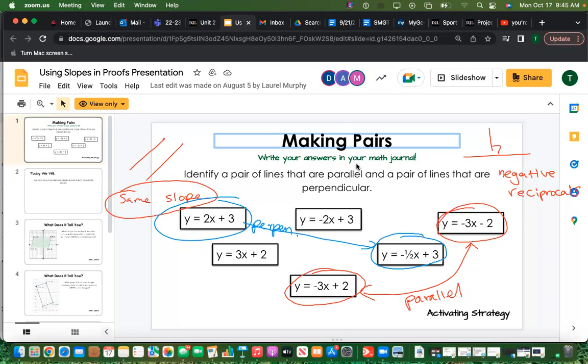Exactly. Now these other two that are just chilling, okay, they have nothing going on. They're just two lines. They're not parallel. They're not perpendicular. They mean nothing to each other. That's really sad. I'm so sorry. They mean nothing to each other.